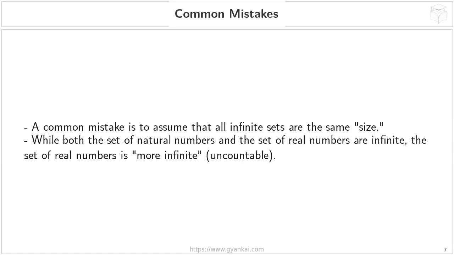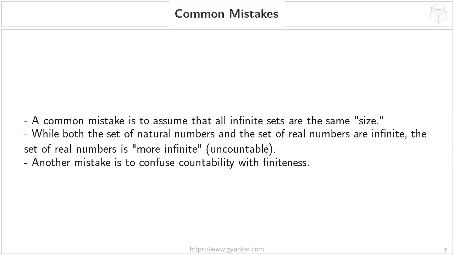While both the set of natural numbers and the set of real numbers are infinite, the set of real numbers is more infinite, what mathematicians call uncountable. The natural numbers, 1, 2, 3, and so on, are considered countably infinite. We can, in theory, list them all, even though the list would never end. But the real numbers, all the numbers on the number line, including decimals and irrationals, are so densely packed that you cannot create a list that includes them all. There are fundamentally more real numbers than natural numbers, even though both sets are infinite. We'll explore this concept of countability in more detail in later lessons.